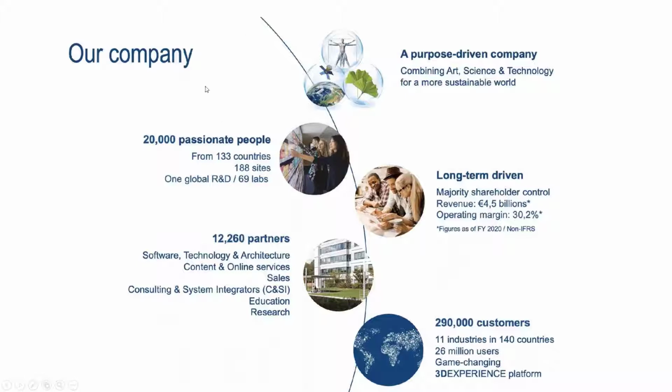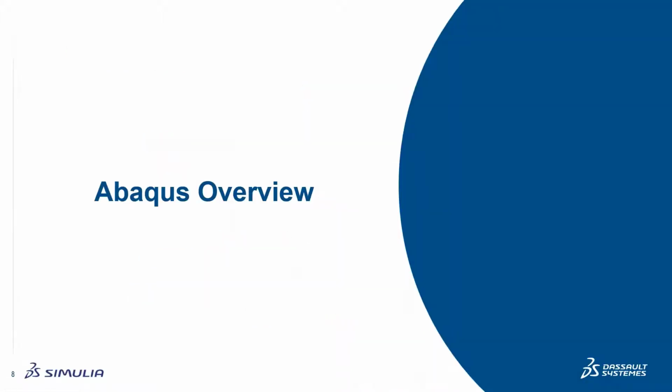Just before we get into the details, DSA Systems is a fairly big company, more than 20,000 employees around 133 countries. And in addition to SIMULIA products, Dassault Systèmes is probably known for the CAD and PLM software like CATIA. SolidWorks is also part of our portfolio. So with that, let's turn our focus to a slightly different scale.